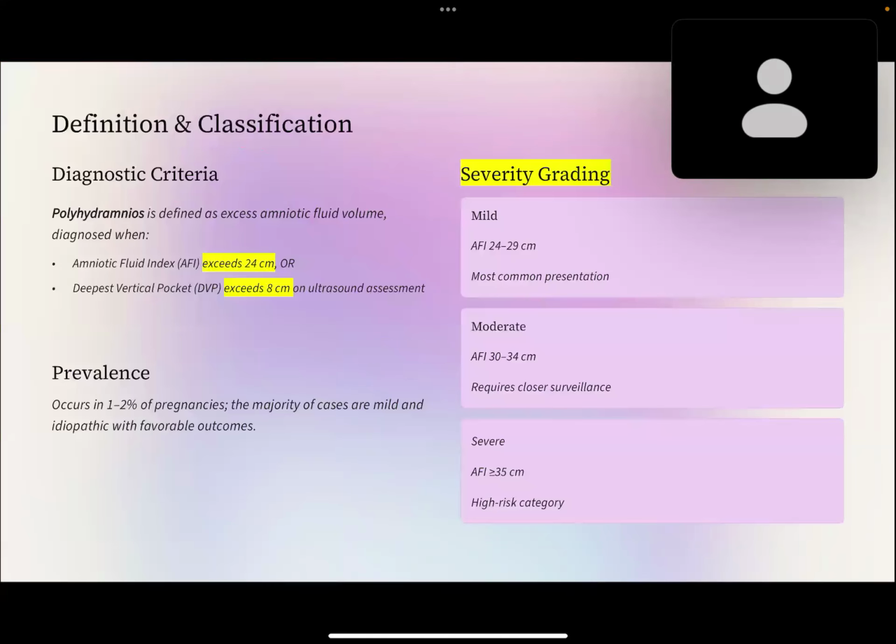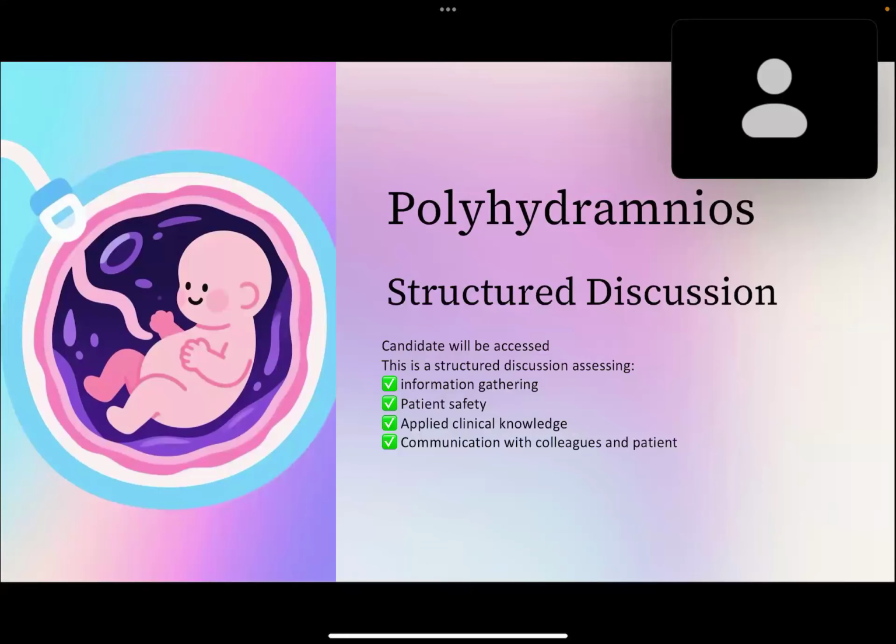Hello, I'm Doctor. Hello, I'm Astin. Here is my exam sticker. Asra, you want to do a long case or structured discussion? It's up to you. I don't mind whatever you want. Because poly I kept for structured discussion. Long case is oligo. Long case is reduced fetal movement and the SGA. But okay, we will do that. Let's start. I'll make a scenario.